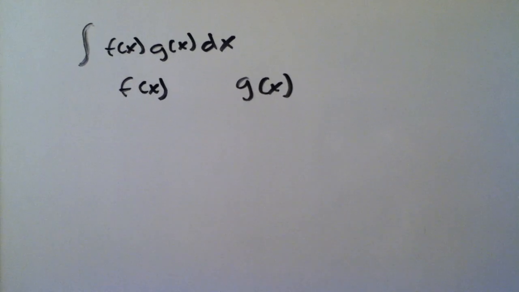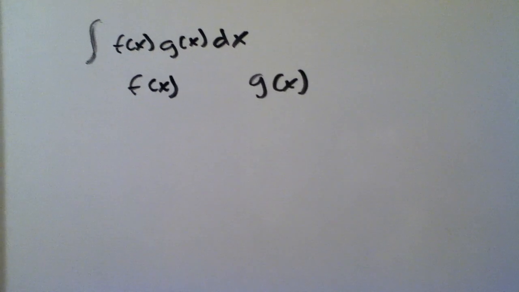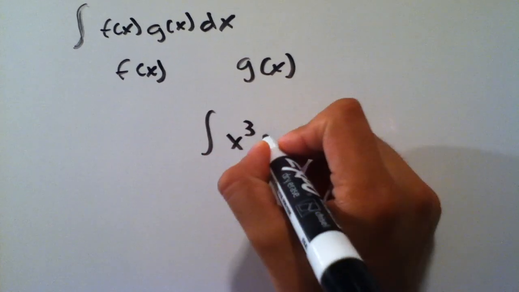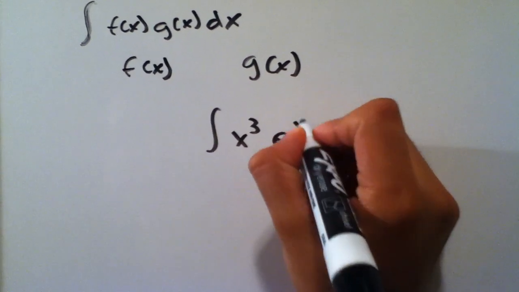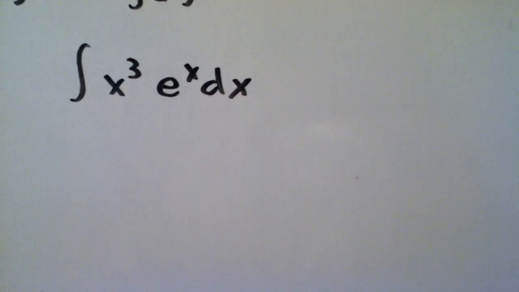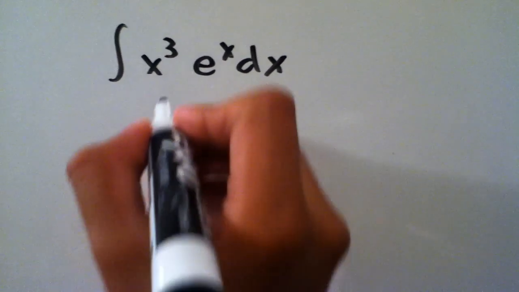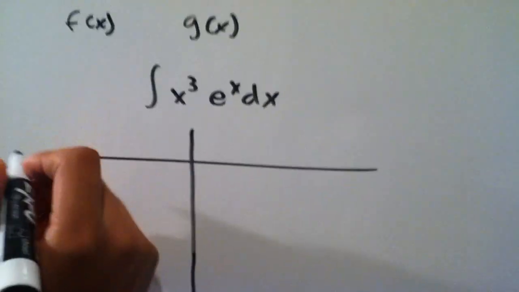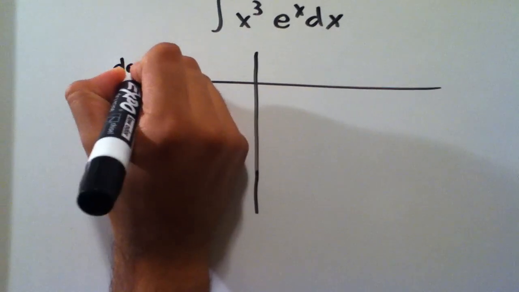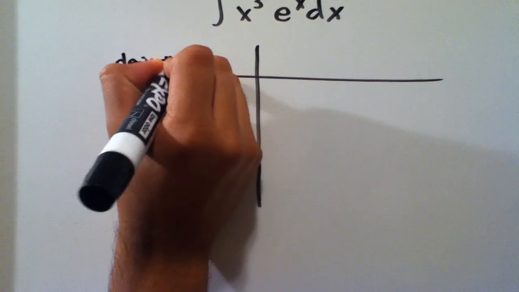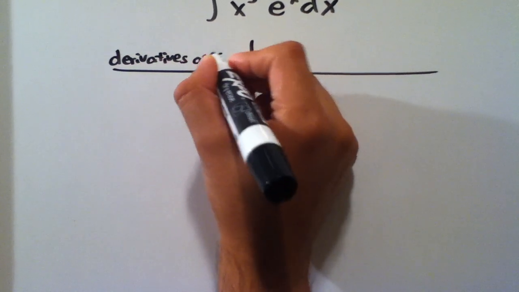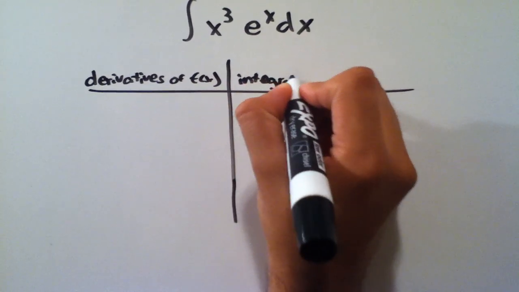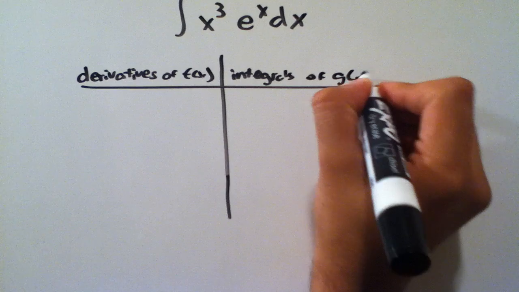So let me just show you what I mean with an actual example. The integral of x cubed times e to the x dx. What you do in this method is you make a quick table, and one side of the table has the derivatives of f of x, and the other side has the integrals of g of x.